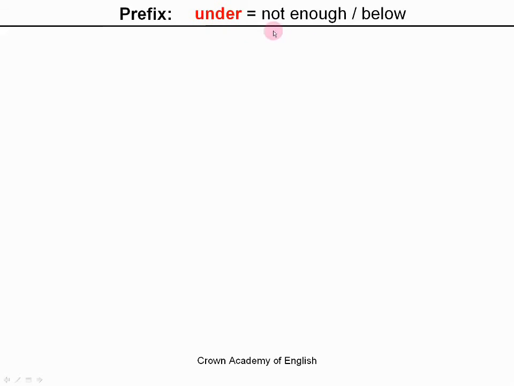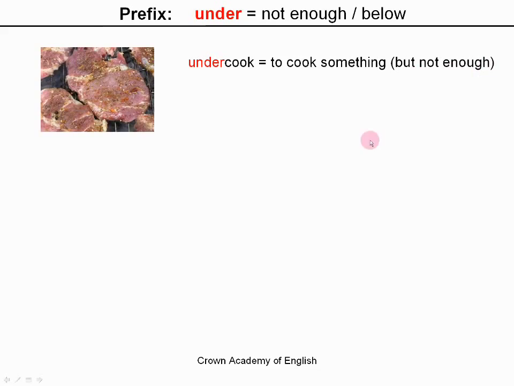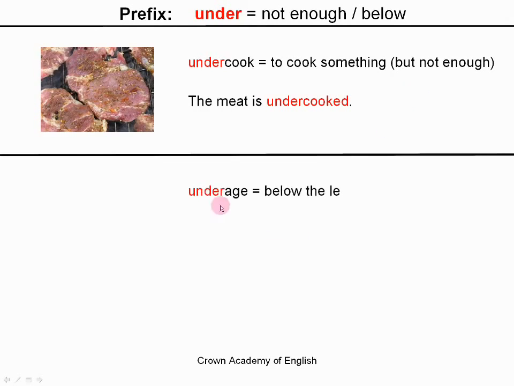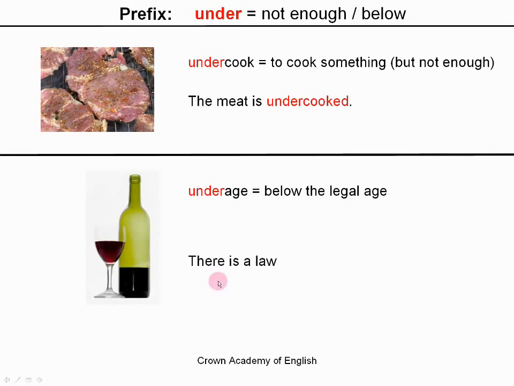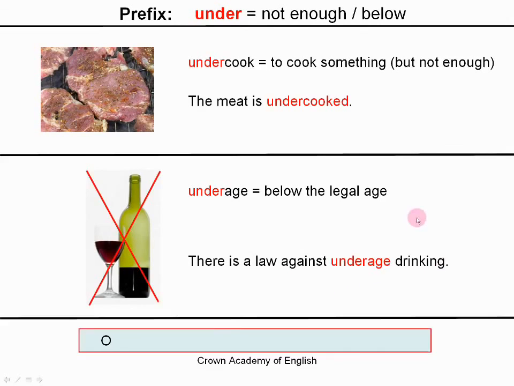Under means not enough or below. To undercook is to cook something but not enough. The meat is undercooked. Underage is below the legal age. There is a law against underage drinking. Other examples: underestimate and underdeveloped.